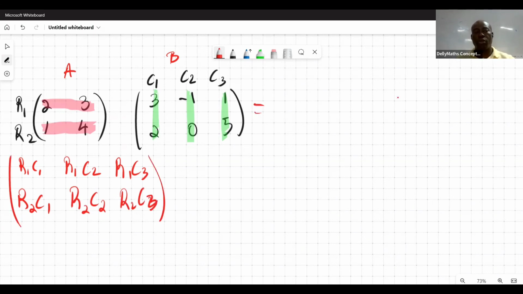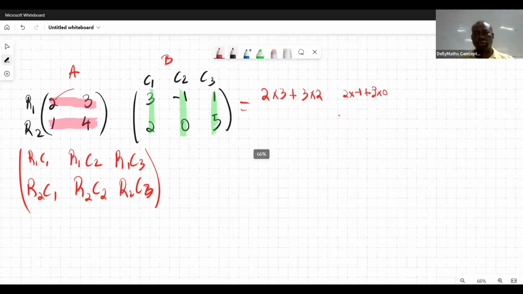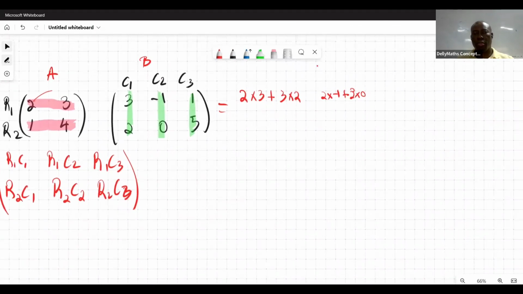Let us go. 2 times 3 plus 3 times 2. We're talking about 2 times 3 plus 3 times 2 right there. So we have 2 times negative 1 plus 3 times 0. Still using row 1, 2 times 1 plus 3 times 5.